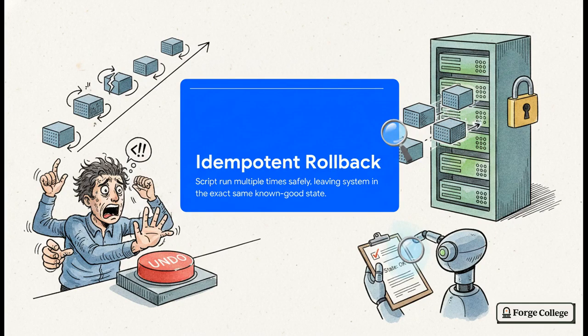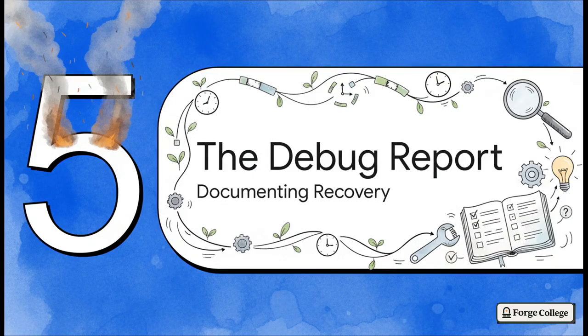Okay, yes, that's a very fancy engineering term, but it basically just means repeatability. Let's say a developer totally panics during a failed deployment and frantically smashes the undo button 3 times in a row. The script should be perfectly safe to run multiple times. It shouldn't execute overlapping transactions or break things even further. It should simply look at the state, say, relax, we are already good, and leave the system in the exact same known good configuration. Moving on to Section 5, the debug report.